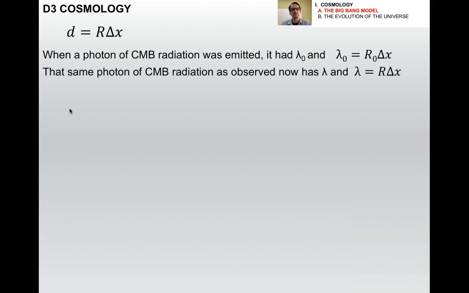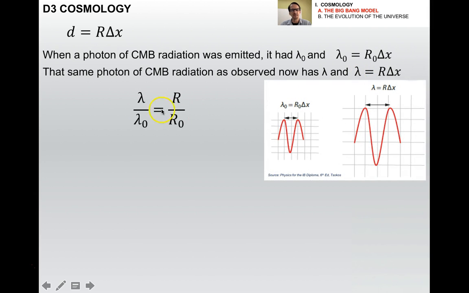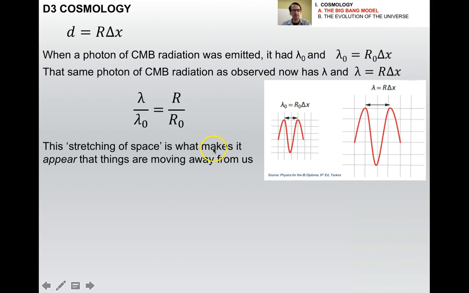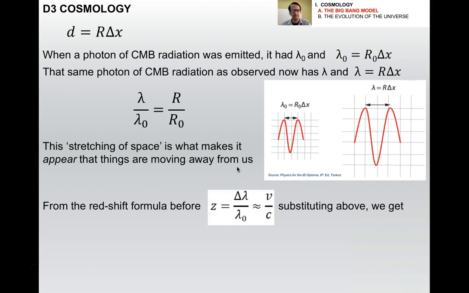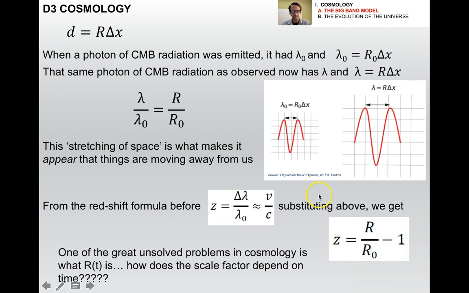When a photon of cosmic microwave background radiation was emitted, it had an initial wavelength lambda naught, and lambda naught was R naught times delta x. That same photon now has wavelength lambda, and lambda is R delta x. So it turns out that the ratio of their wavelengths ends up being the ratio of the scale factors, all right? So this stretching of space is what makes it appear that things are moving away from us. Now, from the redshift formula that I had before, z equals delta lambda over lambda naught, if we substitute it into the above, we get that z equals R over R naught minus 1.